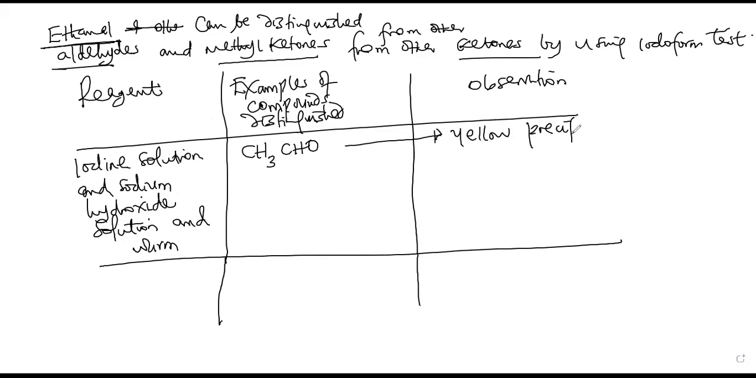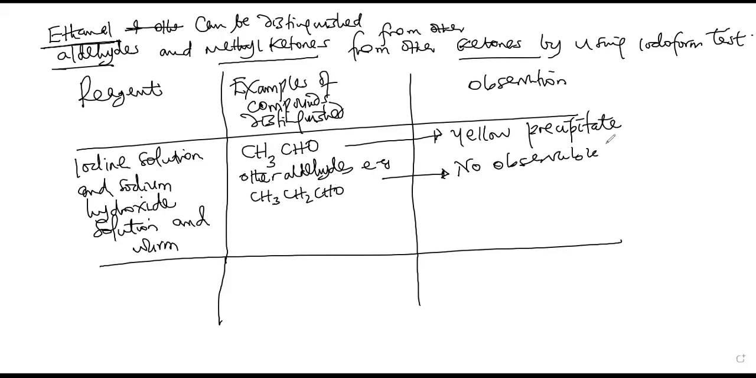A question would come when they want you to name the reagent and then state the observation made when the reagent is treated with the compounds. With ethanal only, ethanal is the only aldehyde that shows a positive test with iodoform. But all other aldehydes, e.g., propanal, show no change. So there is no observable change on treating the iodoform reagent with the rest of the substances. So remember very well what I discussed about iodoform last time.